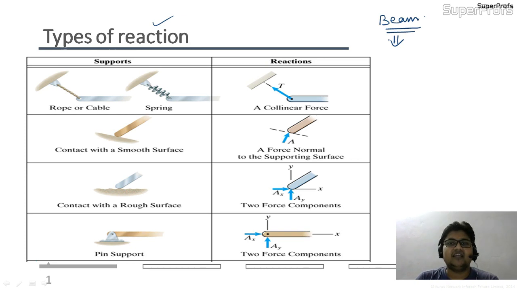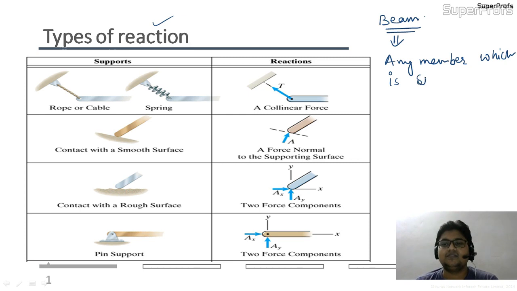Whenever you are asked somewhere in an interview, or a technical person asks you what a beam is and what a bar is, many of you will answer that both things are the same. But the technical difference is always there. A beam you define as any member which is subjected to a transverse load.